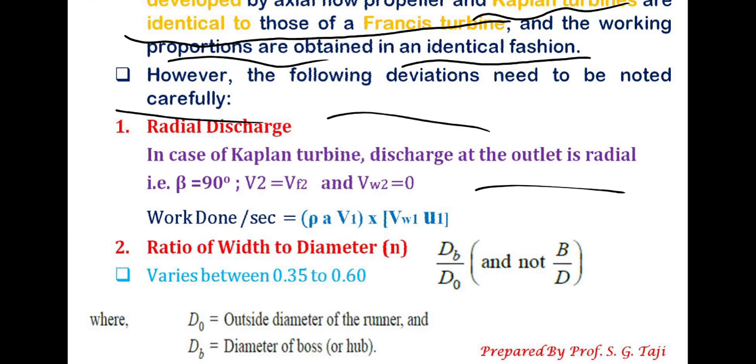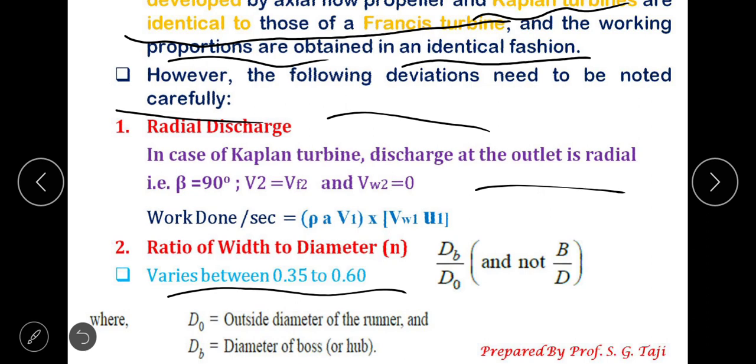The ratio of width to diameter in a Kaplan turbine varies between 0.35 to 0.6. It is dB by dd and not B by D. That's all you have to remember.